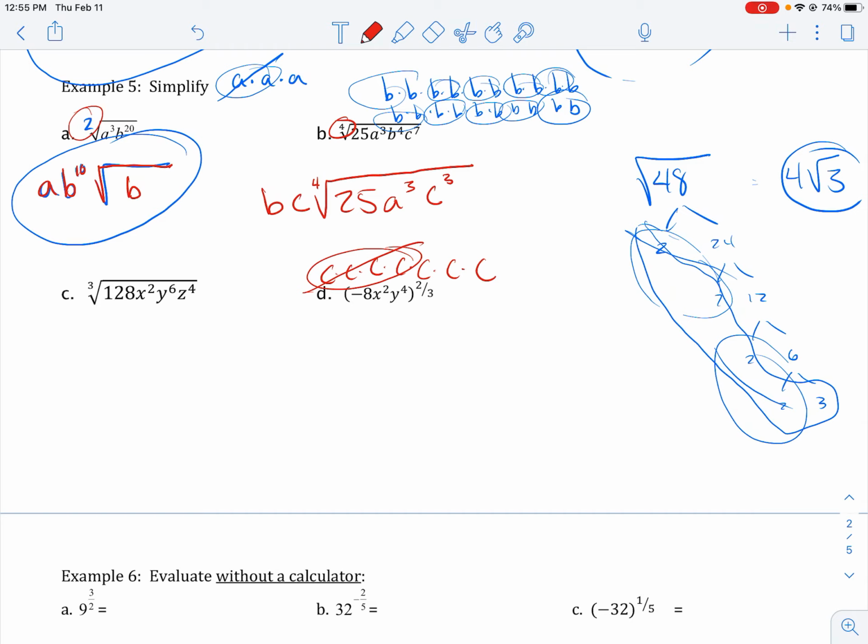Okay? And again, how many times does 4 go into 4? Once, with a remainder of none. How many times does 4 go into 7? Once, with a remainder of 3. And that's what we got left behind.